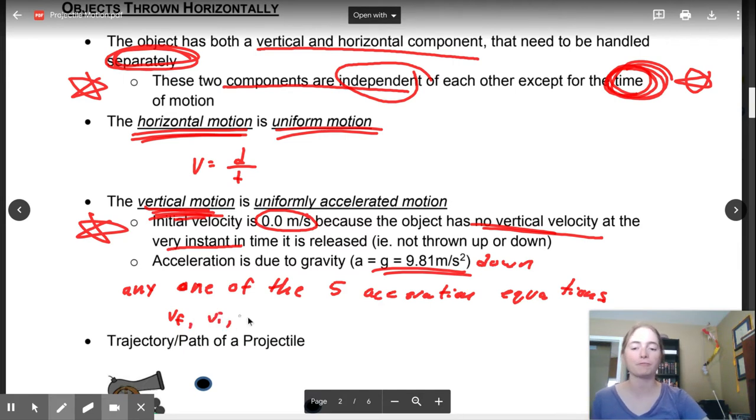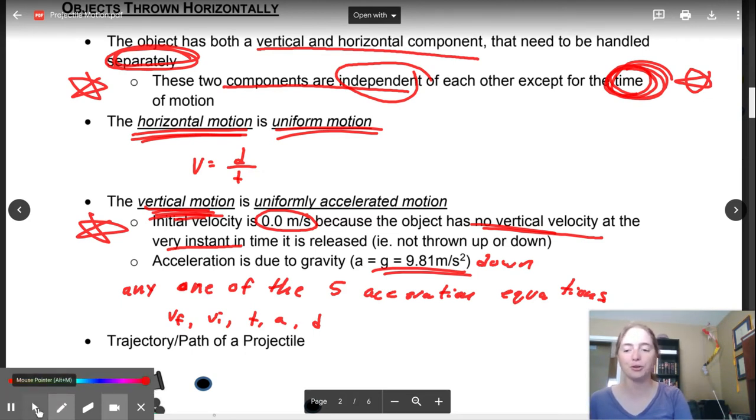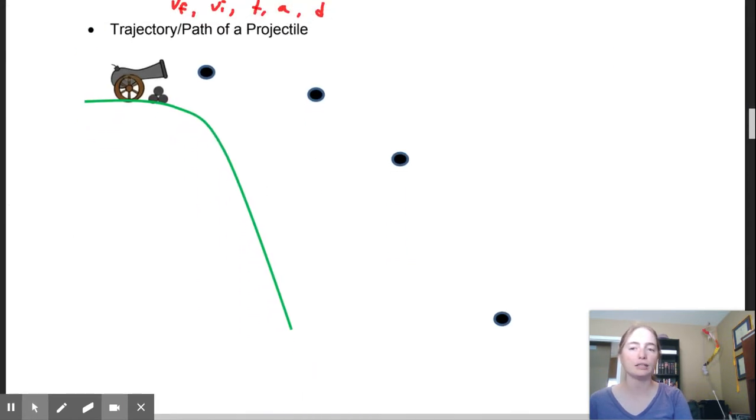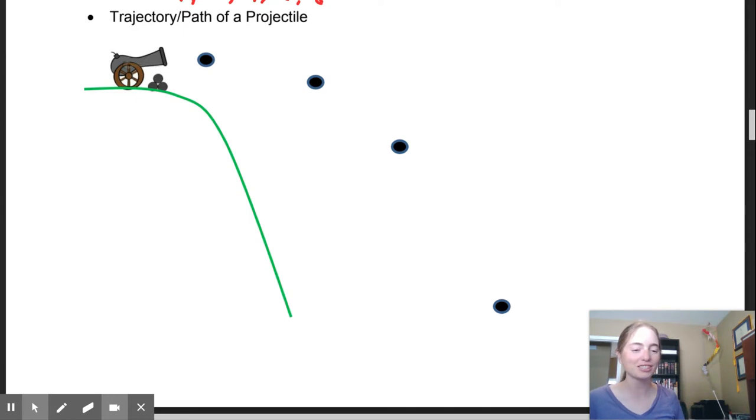So your VF, your VI, T, A, D. Okay? So any one of those 5. You pick the one you need based on the scenario, but vertical, acceleration, horizontal, uniform. You must know that. Less than subtle hint. All right. So before we start our 2 practice problems on this topic, we are going to draw some vectors.